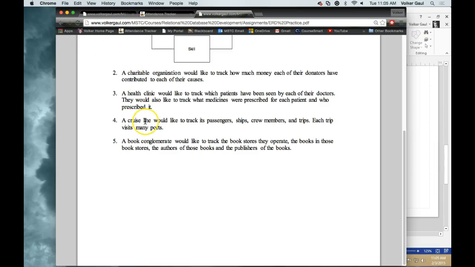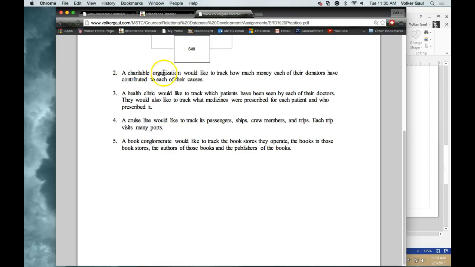The first part of it, a cruise line. That's the organization that wants this database. That cruise line itself is not a table. The book conglomerate, whatever that is, is not a table. It's the database, if you will. This is our book conglomerate. This is our cruise database. This is our health clinic database. Those big, all-encompassing, who am I building this for? That's the name of their database, not a table.